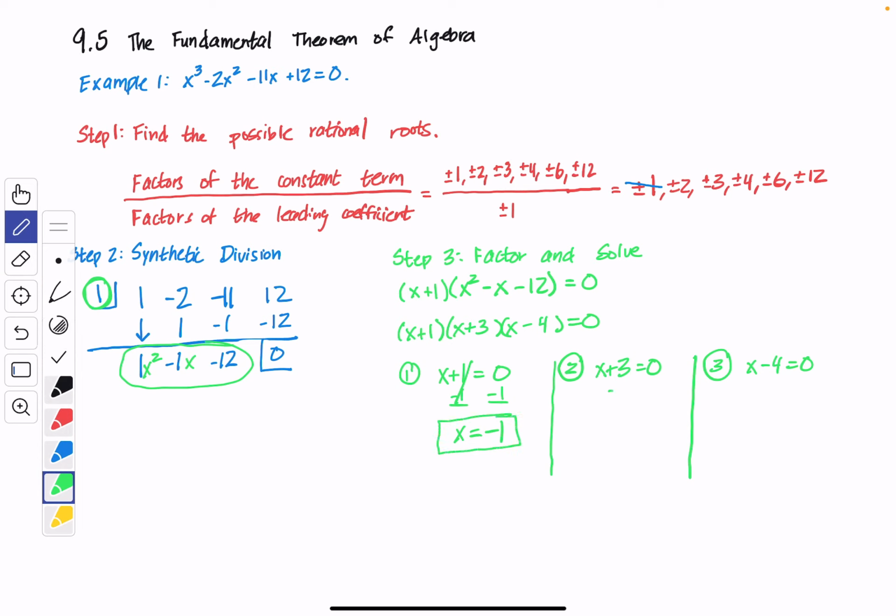Then for the next one, I'm going to do minus 3 on both sides. So I get x equals negative 3. It's my second answer. And for the third one, I'm going to do plus 4 on both sides. And I get x equals 4 for my third answer. Those 3 are my answers. And it makes sense that I have 3 answers because the greatest exponent in my problem is a 3.